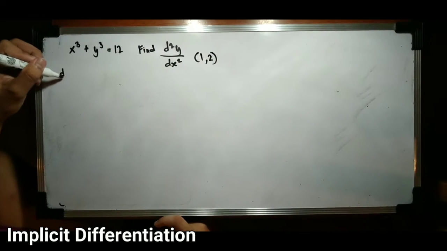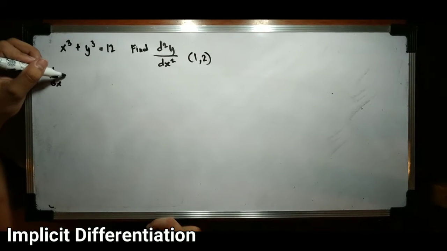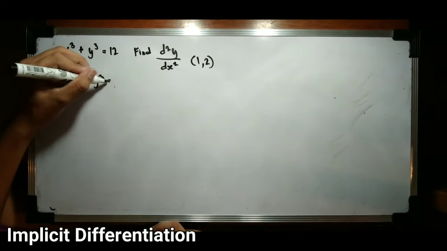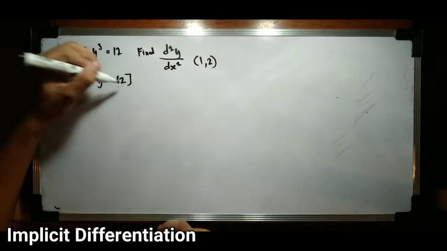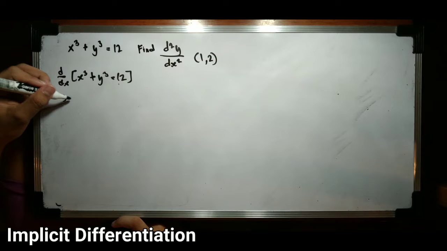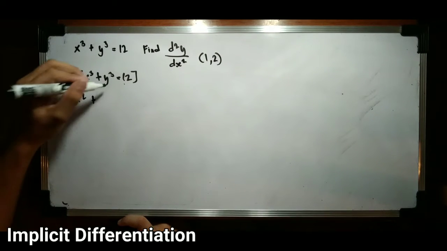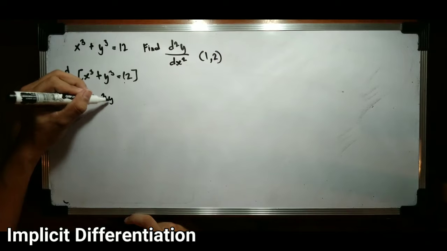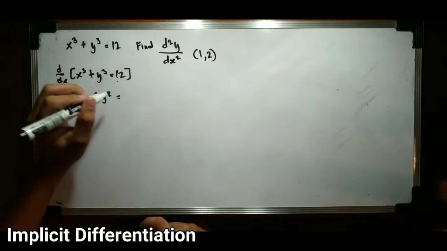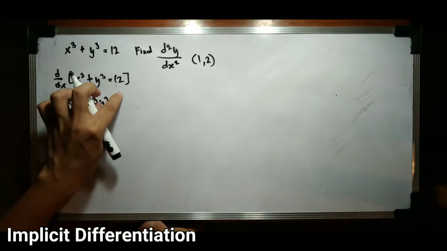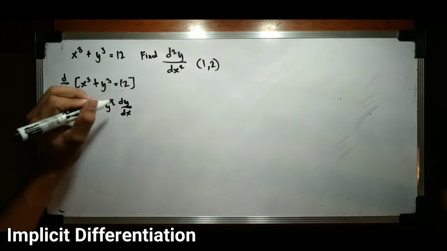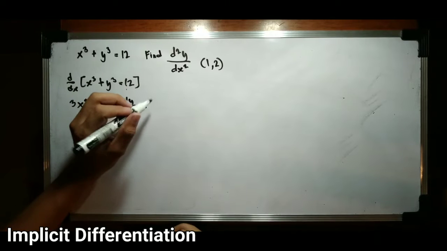So let's differentiate first. d over dx times x cubed plus y cubed is equal to 12. So the derivative of x cubed is 3x squared plus the derivative of y cubed, 3y squared, equal to the derivative of a constant, which is 0. Oh, sorry. We will now first input dy over dx because this is with respect to x. Now we will equate this to 0.